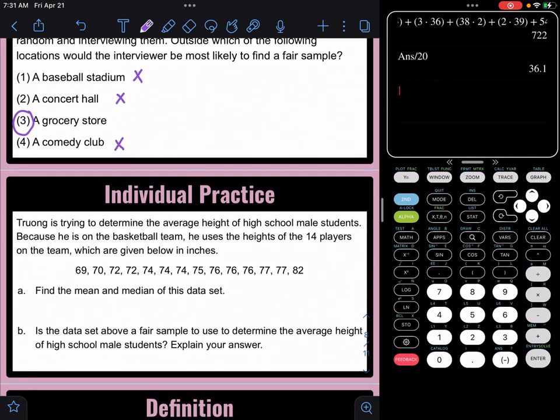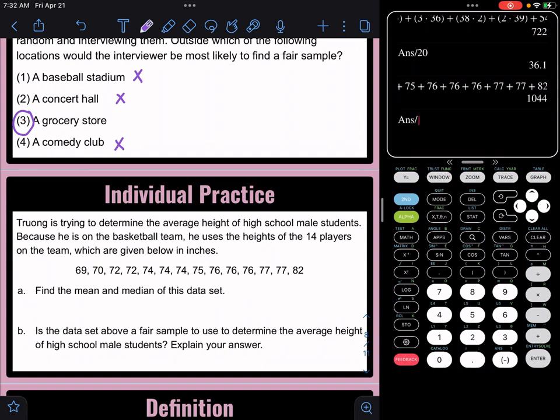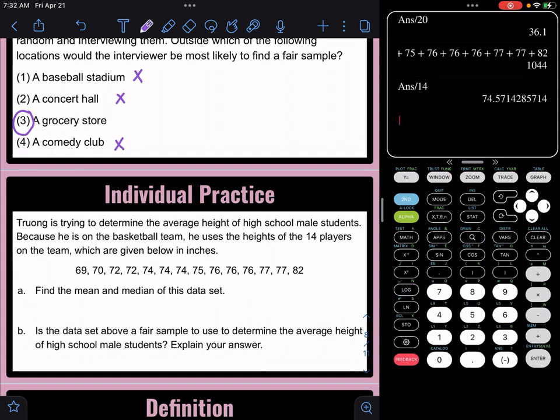Alright, let's look at this one. He wants to know what the mean and median is, and they already put these in order. Thank you very much. So let's add these together. 29 plus 70 plus 2 72s plus 3 74s plus 1 75 plus 3 76 plus 2 77s plus 82. Alright, and let's divide it by the 14 players. We get 74.5.